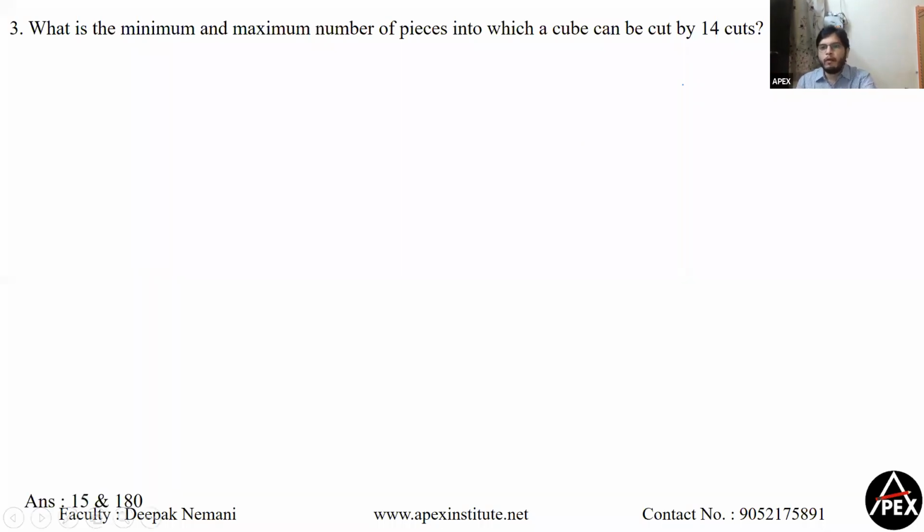Yes, 15 and 180. For the minimum, the logic is always simple: when you make all the 14 cuts in one direction, the total number of identical cubes will be 14 plus 1, 15. Now coming to the maximum number. Here we have 14, which is not a multiple of 3. Then how should we distribute?